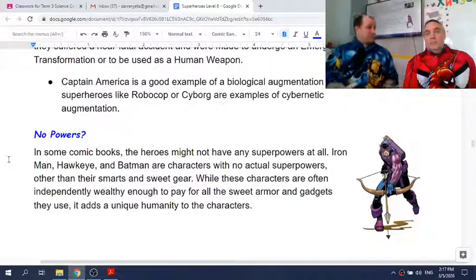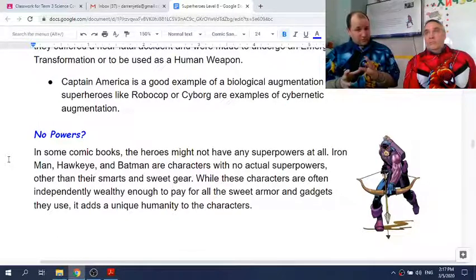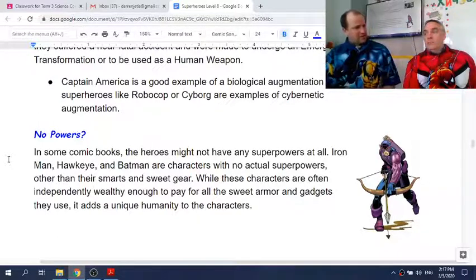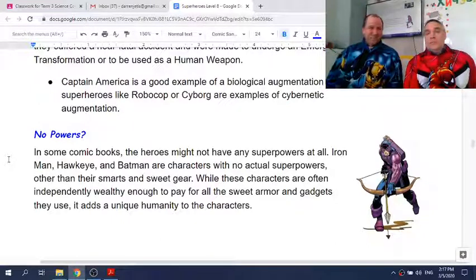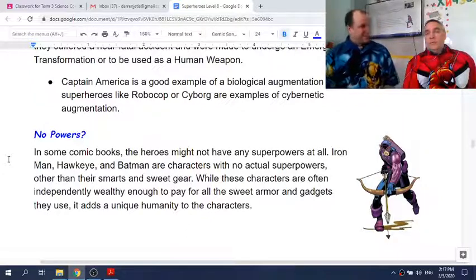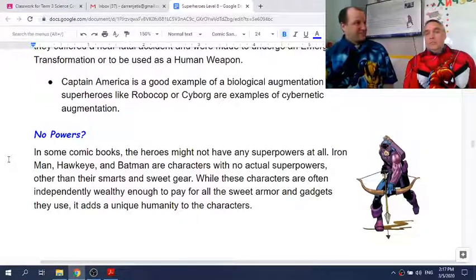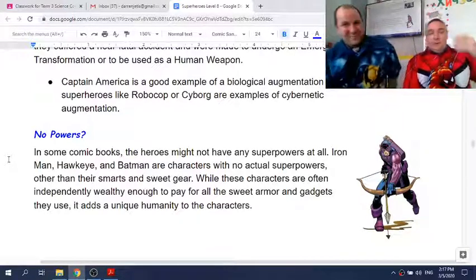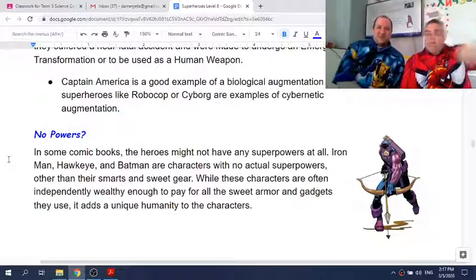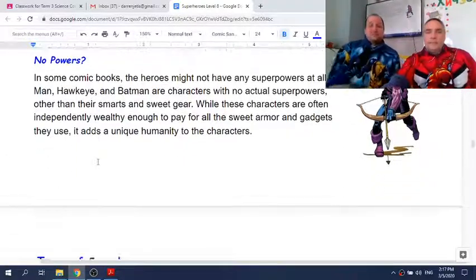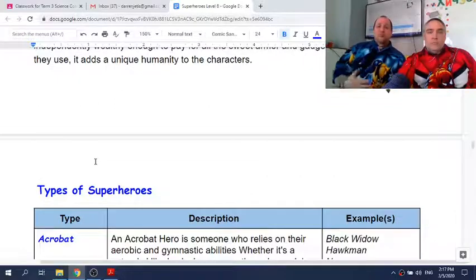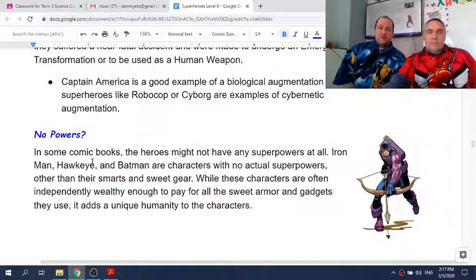Batman's got a special, what do you call it? Advantage. Batman has a special advantage in this case where he has billions of dollars. So yeah, along with Iron Man, that goes with Iron Man too. All right. Anyways, these are the different types of superpowers that superheroes can have.